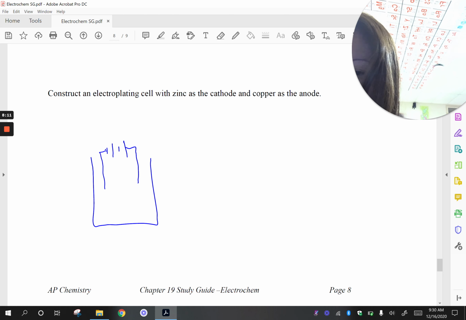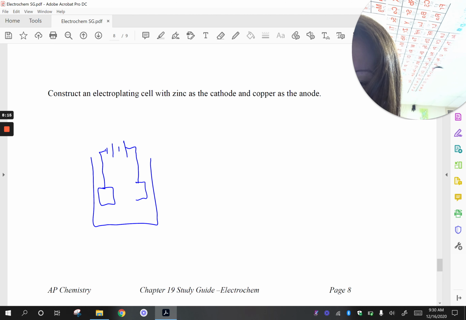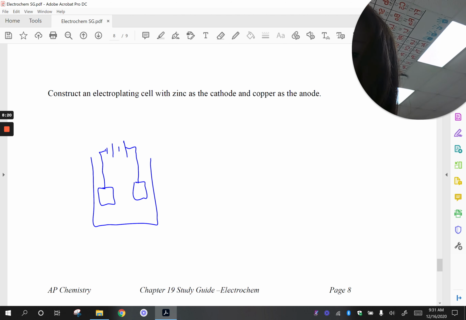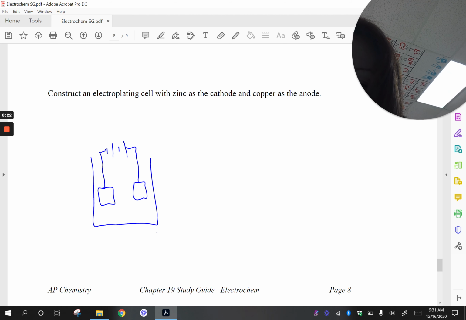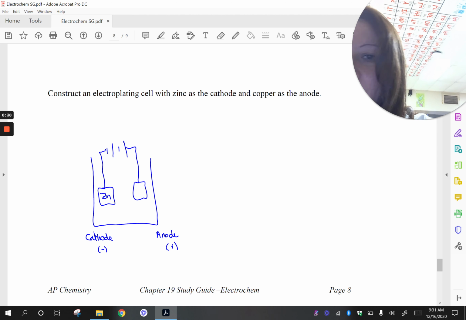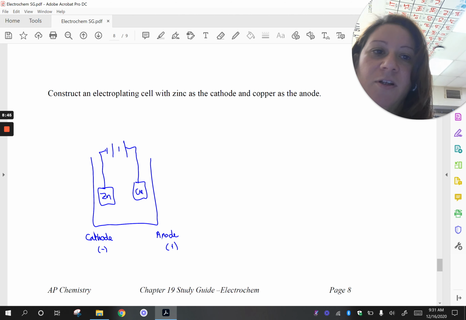I'm going to put 2 wires, and we are going to put the 2 pieces of metal right here. Remember, we switched everything, and so this is my anode, this is my cathode. You do need to label those. You do not need to label which one's positive, which one's negative. So it's telling us zinc is at the cathode, so this is my zinc, and copper is at the anode, this is my copper.